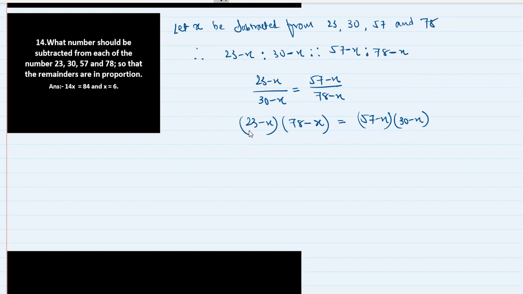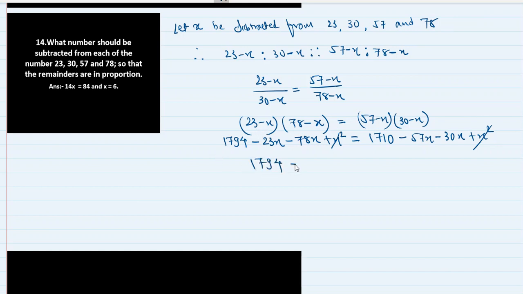See, first I'm going to multiply 23 by 78, which is 1794. Then 23 multiplied by minus x, minus 23x, minus 78x plus x square is equal to 57 multiplied by 30, which will be 1710, minus 57x minus 30x plus x square. x square gets cancelled from both sides. Okay. Now see, do one simple thing.